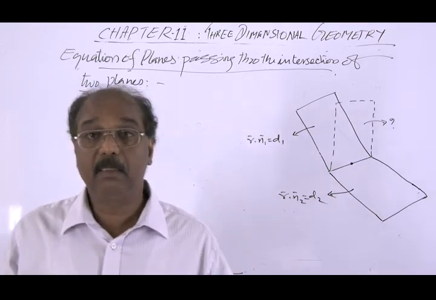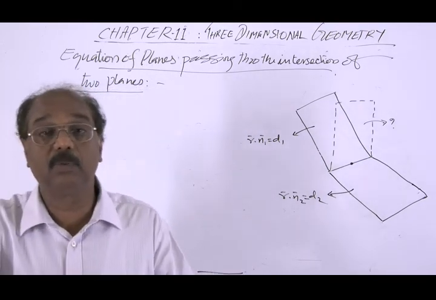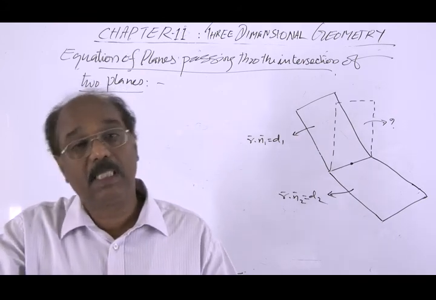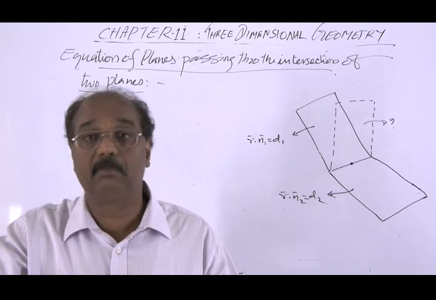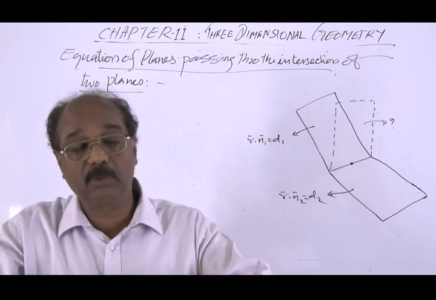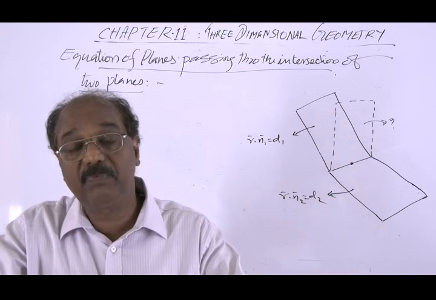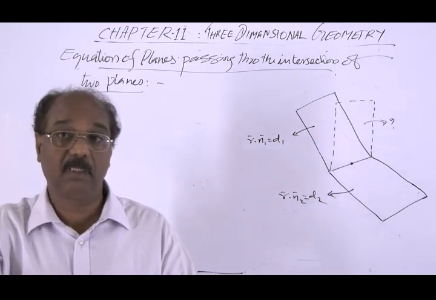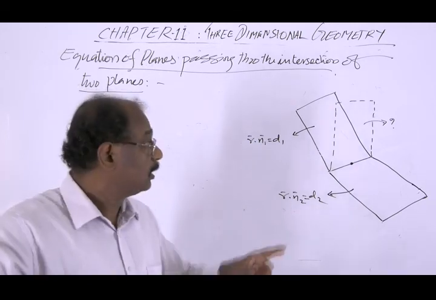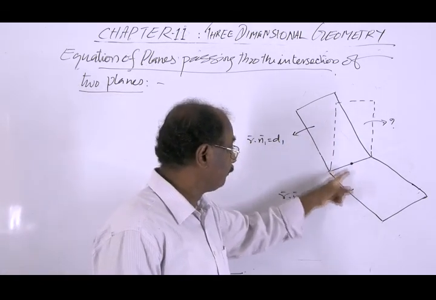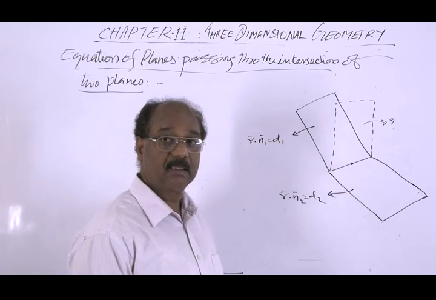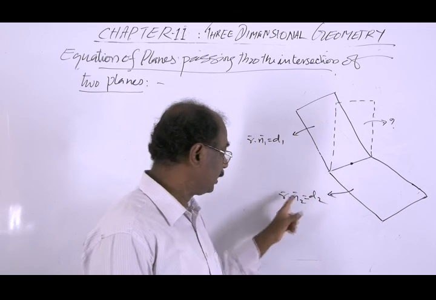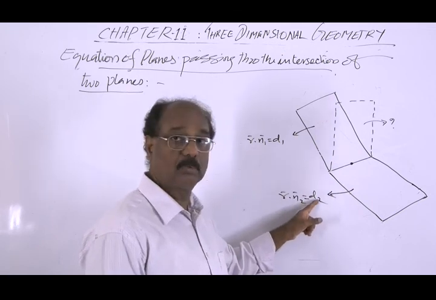Equation of the plane passing through the intersection of two planes. The intersection of two planes will be a line. So, derive the equation of the plane through the line of intersection of the two planes. Suppose these are two planes: the first plane r dot n1 equal to d1 and the second plane r dot n2 equal to d2.